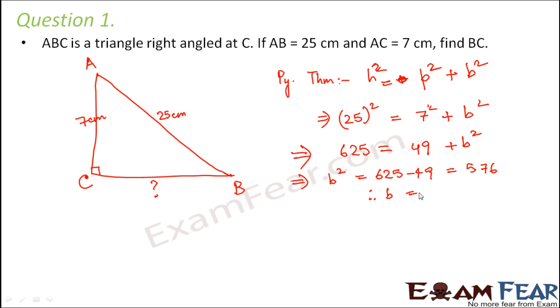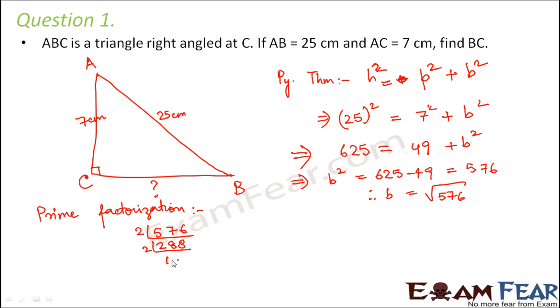Therefore, b will be equal to root over 576. So, root over 576 means you will have to find such a value which when multiplied by itself gives 576. So, how do we find that? For that, we do prime factorization of 576. So, how do we do prime factorization? We have learned this in class 6th, right? So, you divide it by the smallest possible prime number. So you get numbers like this and you continue the process. So this is what you get.